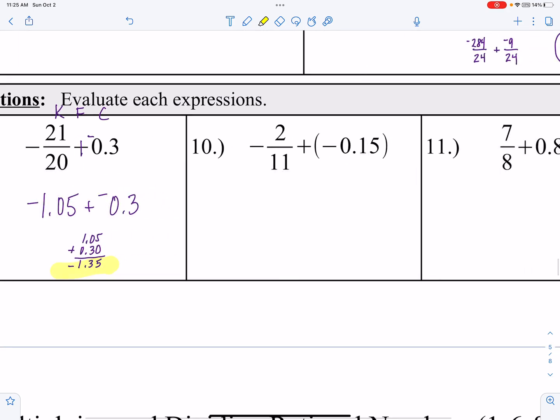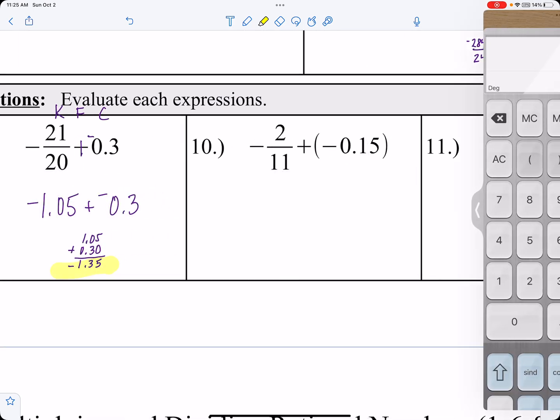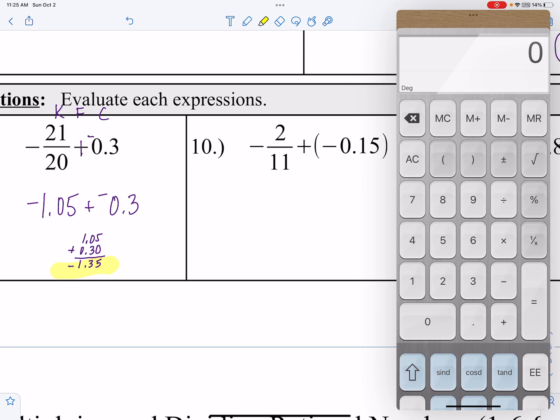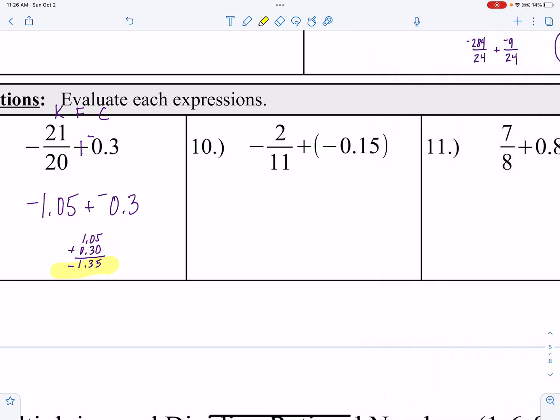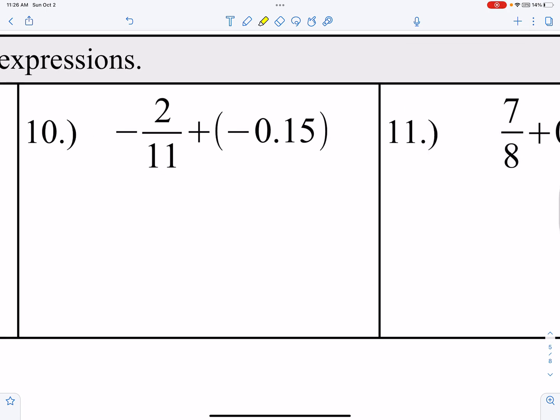Okay. We want you to be able to do this as manually as possible, but it's okay to use a calculator, especially to check your work a little bit. Plus the 0.3 negative, and there we go. Yep, so we're good. Okay. All right, let's go ahead and look at this one.